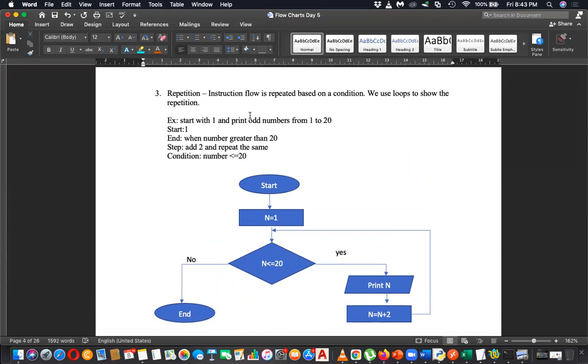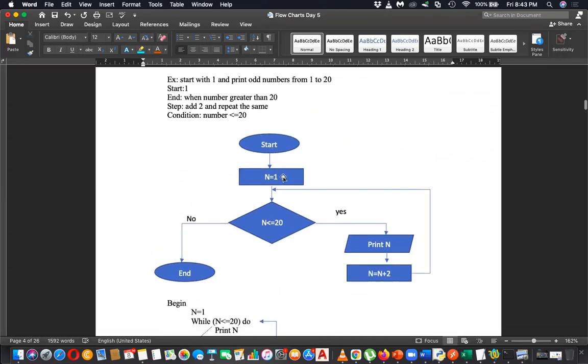For an example, think about this example. Print odd numbers from 1 to 20. How is repetition applied? Start from 1. Check whether number is less than 20. Let's say n is less than 20. Yes. Print n. That means number 1. Add 2. Now it is 3. 3 is less than 20, yes. Print 3. Add 2. Now it's 5. 5 is less than 20, yes. Print 5. Add 2. Now it's 7. 7 is less than 20, yes.